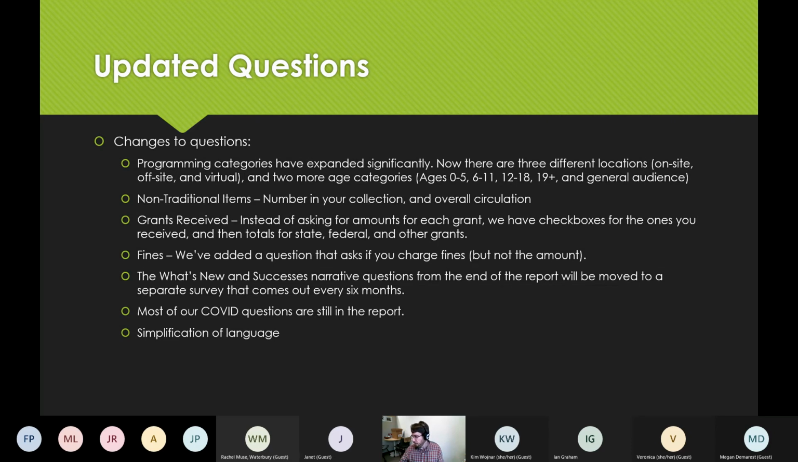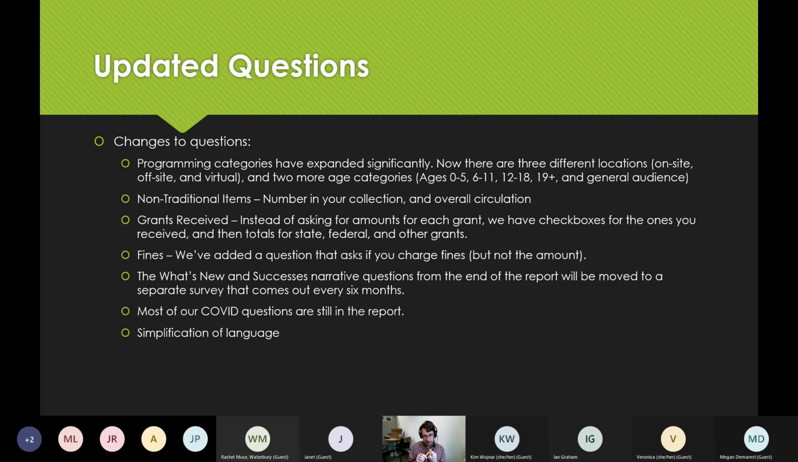I'll show you what that looks like, but we've added new age categories. Ages 0 through 5 is a new category. Usually before it was just children, and now it's broken into 2 age groups. There's also an option for general audience, which is if you're not targeting any specific age range, or family events is sometimes called that.